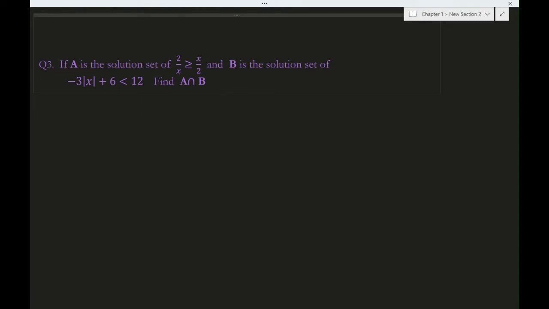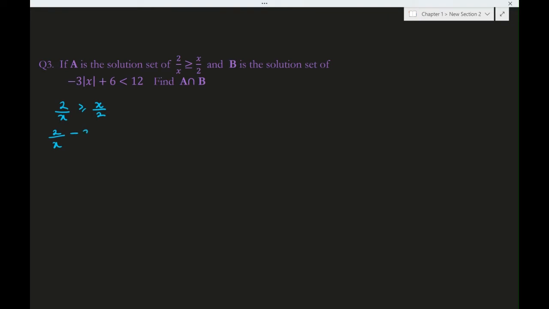Okay, so let's find A. What is A? A is this rational inequality, 2 over x is less than or equal to x over 2. So this is a rational inequality. We transfer the right hand side to the left hand side because we cannot multiply by the LCD in this case, since we don't know whether x is positive. So let's use this method.